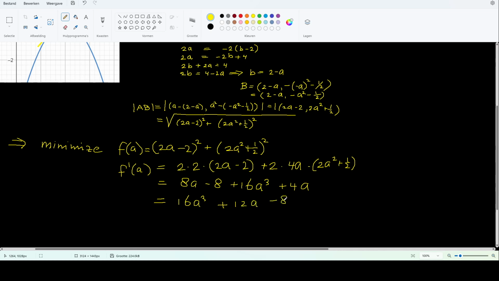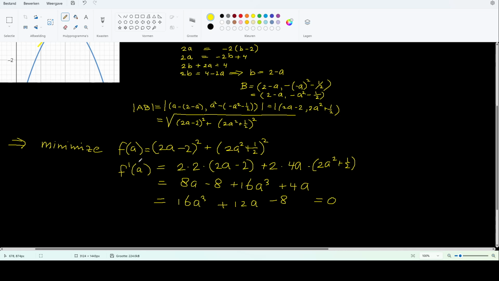minus 8. Okay, so this equation we want to put equal to 0, because we want to figure out where the function f is minimal. So we need to calculate the derivative of this one. Notice that this function here will have somewhere a minimum. It has to be, because this is a sum of 2 squares. Okay, so now what we can do is try to find a solution to this one being equal to 0.